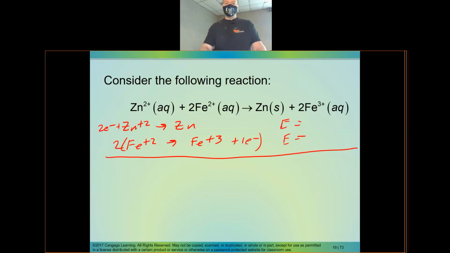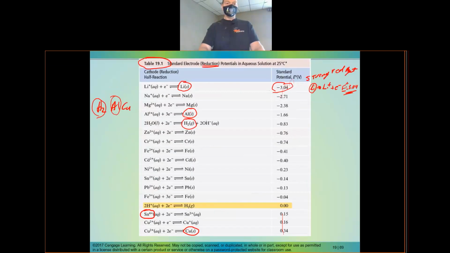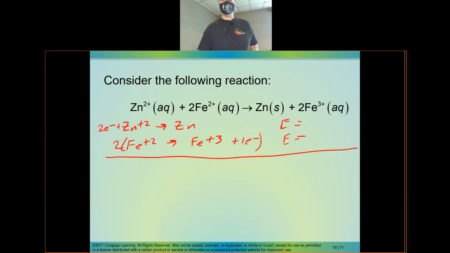All right, and so when we go back to the chart, we're looking for the reduction of zinc, and then we are looking for the oxidation of Fe plus 2. So we go back to the chart, look for the reduction of zinc, and get a number. So here are our reduction potentials. We're looking for the reduction of zinc. Here is our reduction of zinc, a negative 0.76. So we put in a negative 0.76 for our reduction of zinc.